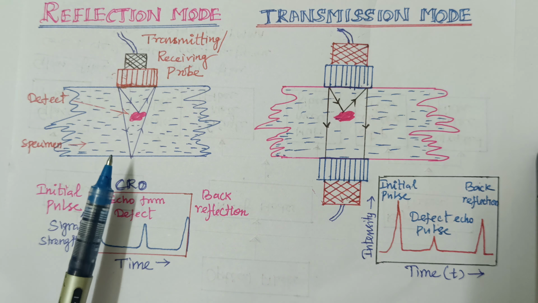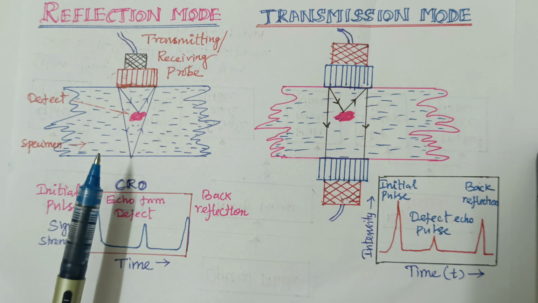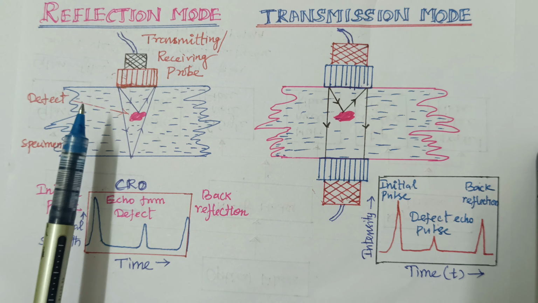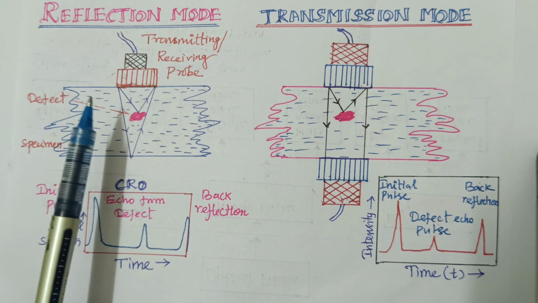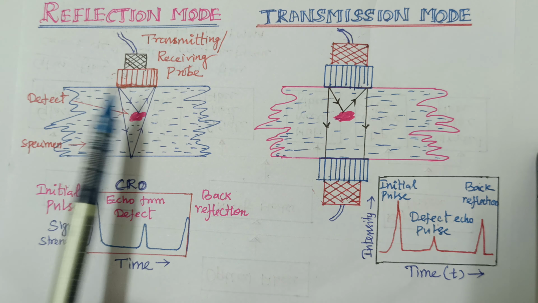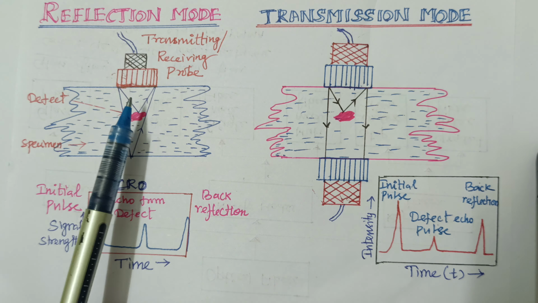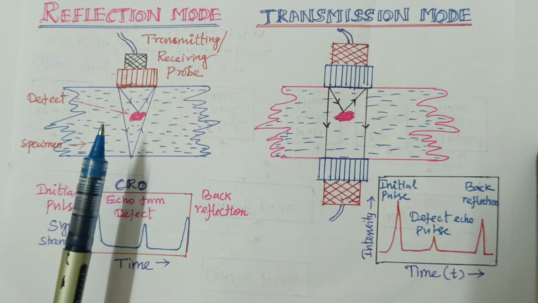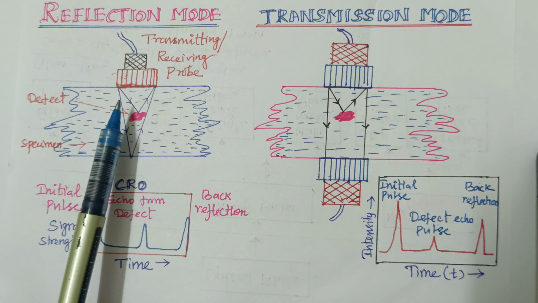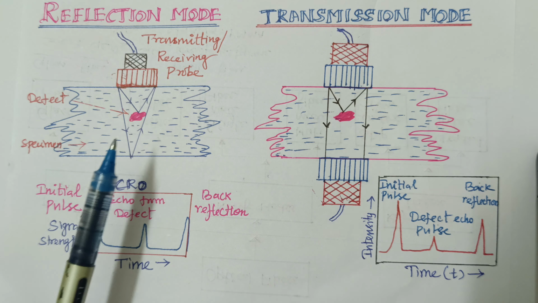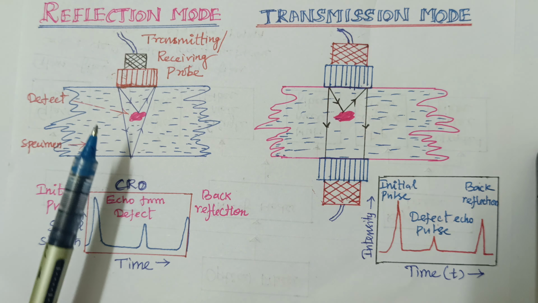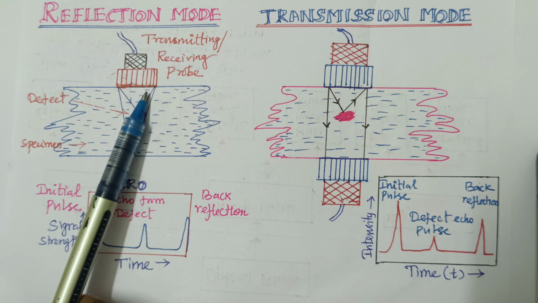But in the pulse echo system we are using two types of probe: one is the transmission probe, another one is the receiver probe. Here in reflection mode, the transmission and receiving probe is a single device. Here the sound pulse is fully or partially reflected from the defect of the samples, and the reflected signal is also collected by the receiving probe.